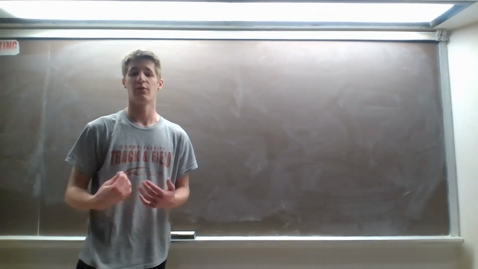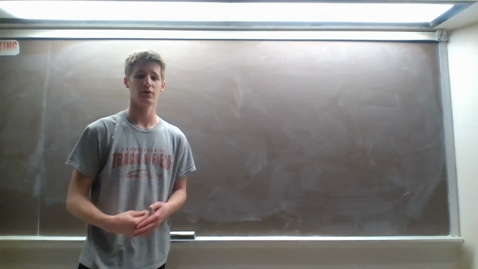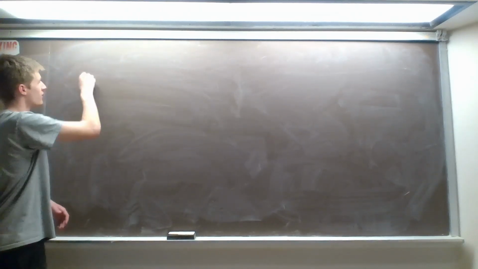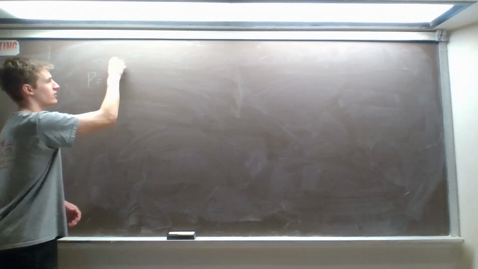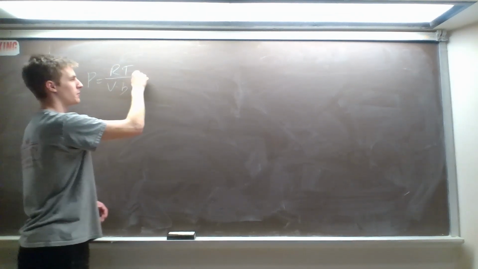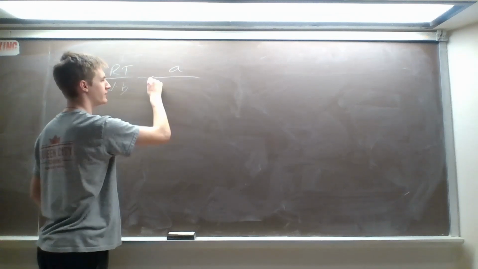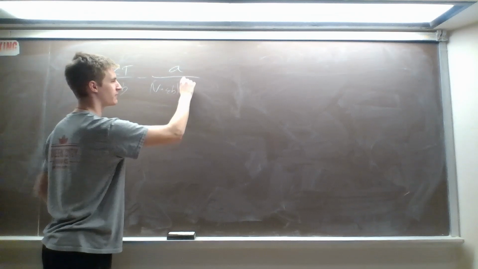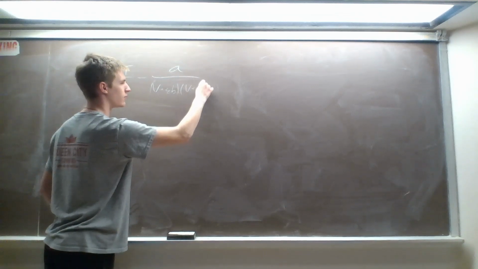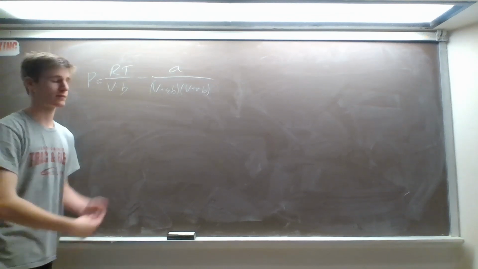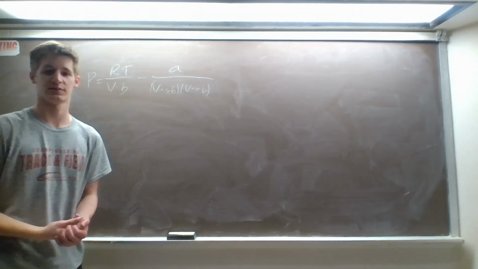In this video, I will be deriving a cubic polynomial from our cubic equation of state. So we have P equals RT over V minus B, minus A over V plus epsilon V multiplied by V plus sigma V. And the first thing I want to do is rewrite this in terms of compressibility.